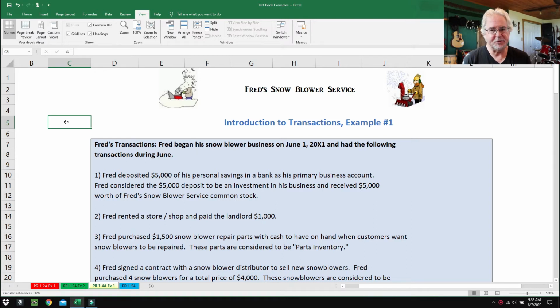Today's lesson is an introductory accounting lesson. It's a lesson that you might see your very first or second week of Principles of Accounting, Introductory Accounting. So we are just starting out.